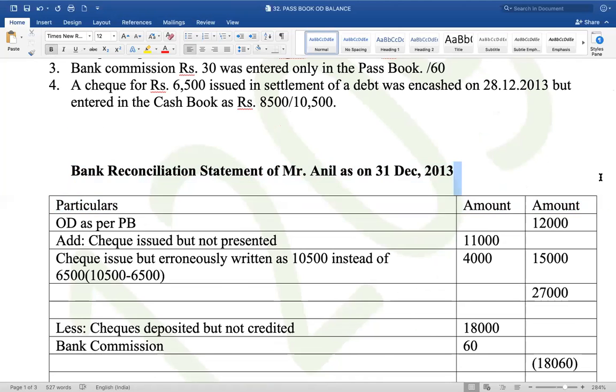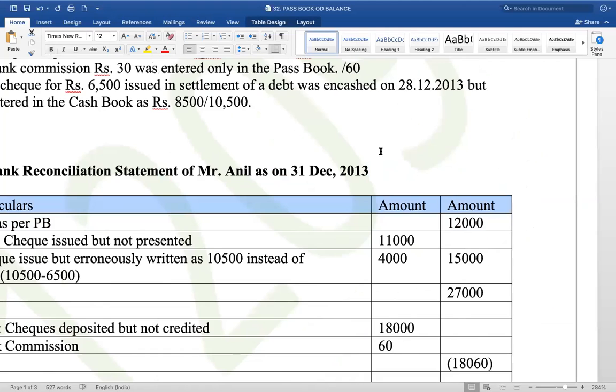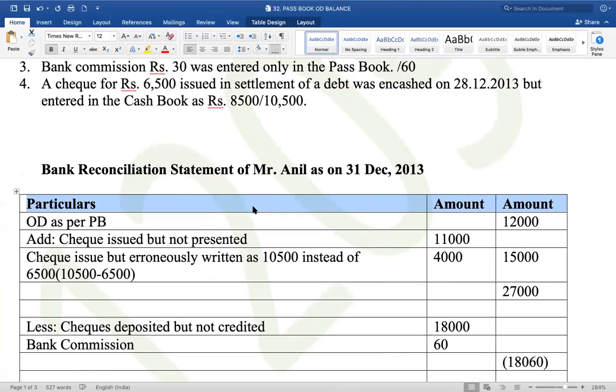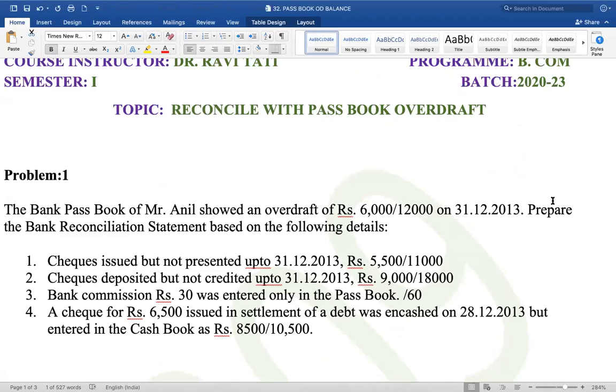Now make a table of 3 columns. The first being the broad column, with the heading particulars. The second column is the amount column for inner details, and the third column is the outer column. Done. We will come to the transactions one by one.